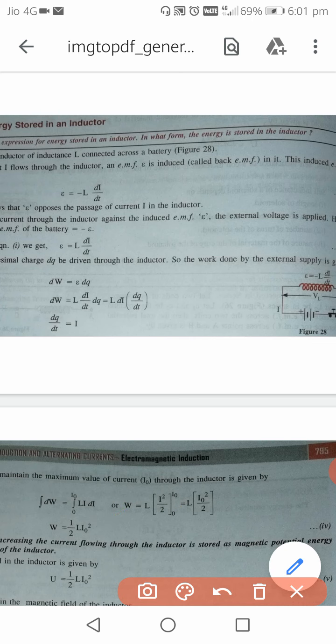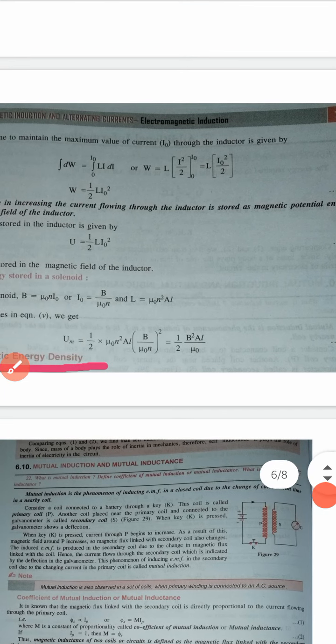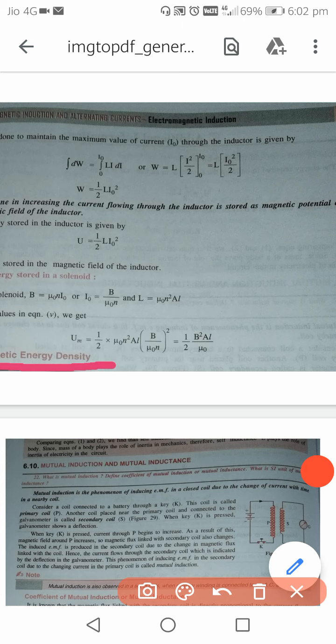And if this is the expression for work done, we know that work done and stored energy will be the same. Whatever work we are doing will be the stored energy, or the potential energy. So instead of writing W, we can write U. U equals half L I naught square. This is the stored energy in the inductor, or stored in the magnetic field of the inductor.